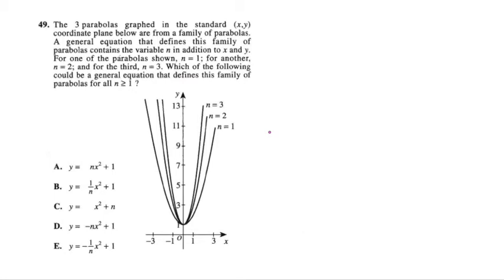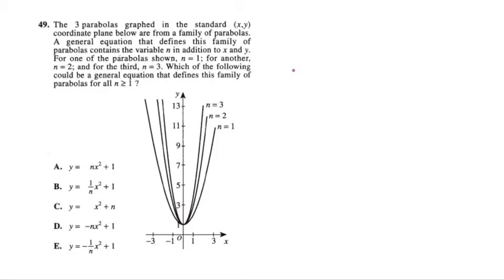A general equation that defines this family of parabolas contains the variable n in addition to x and y. For one of the parabolas shown, n equals 1, for another, n equals 2, and for the third, n equals 3. Which of the following could be a general equation that defines this family of parabolas for all n greater than or equal to 1?